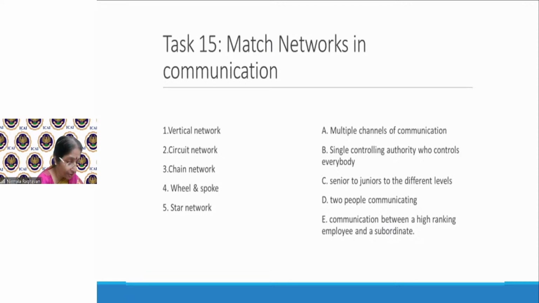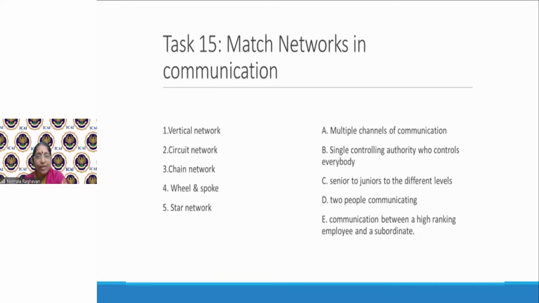Okay, finished. Match the following. I'm going to give you the answers. Vertical network, two people communicating. Circuit network, vertical network is senior to juniors at different levels. Circuit network is two people communicating. Chain network is single controlling authority who controls everybody. Wheel and spoke is single controlling authority who controls everybody.